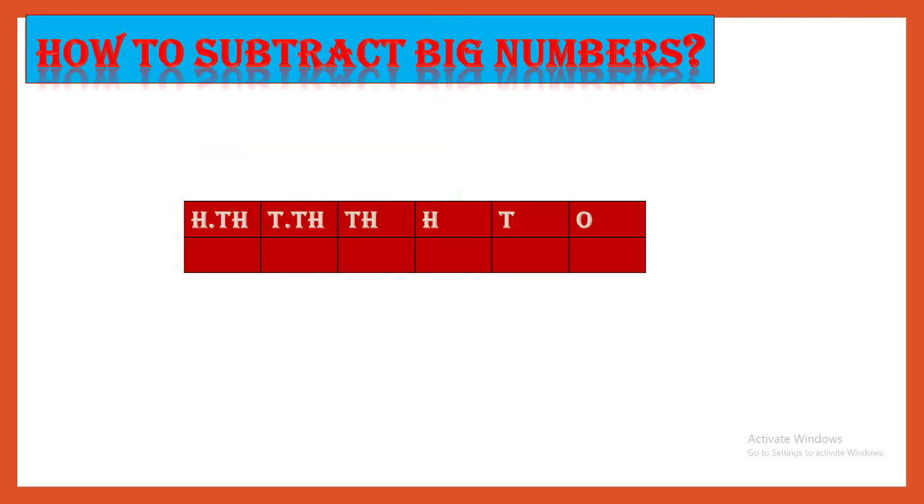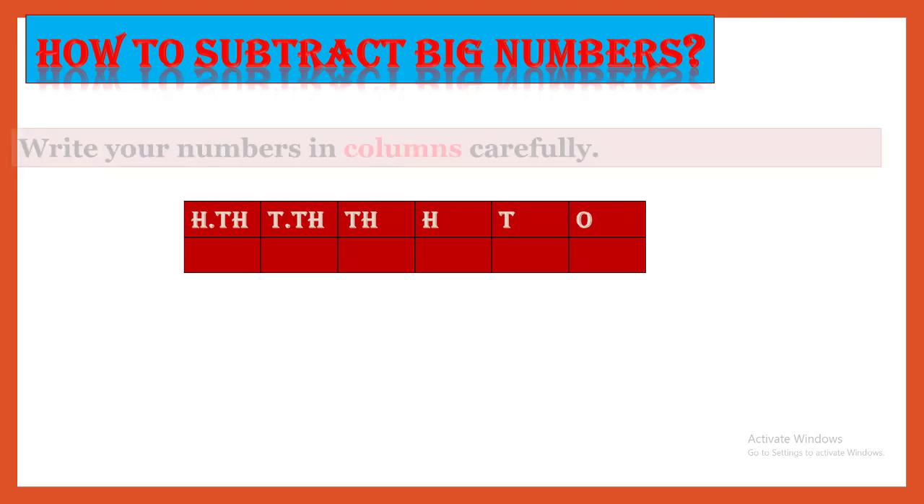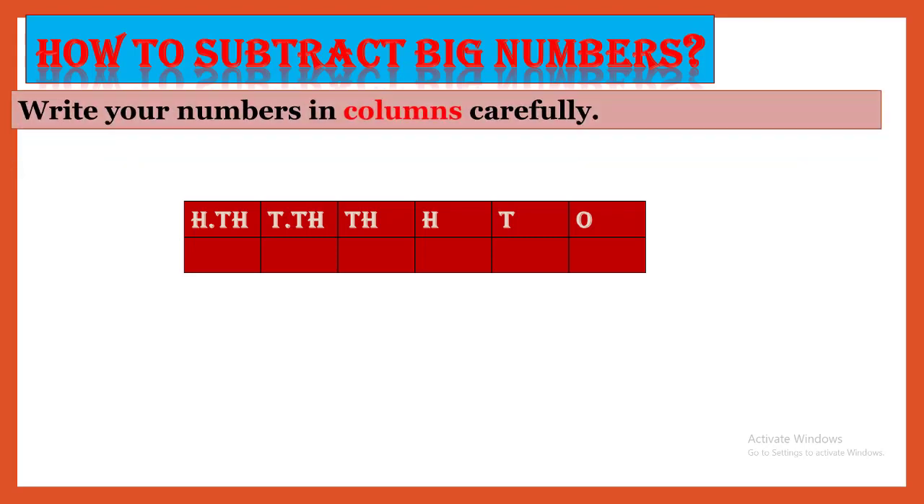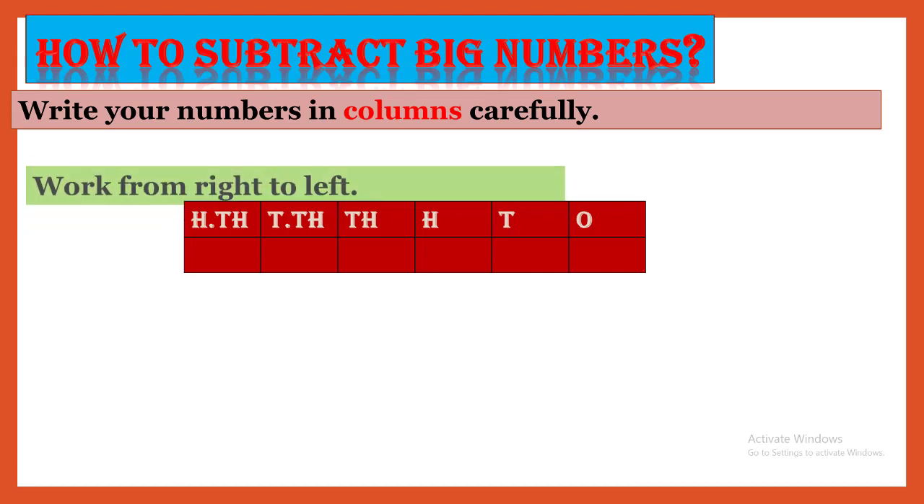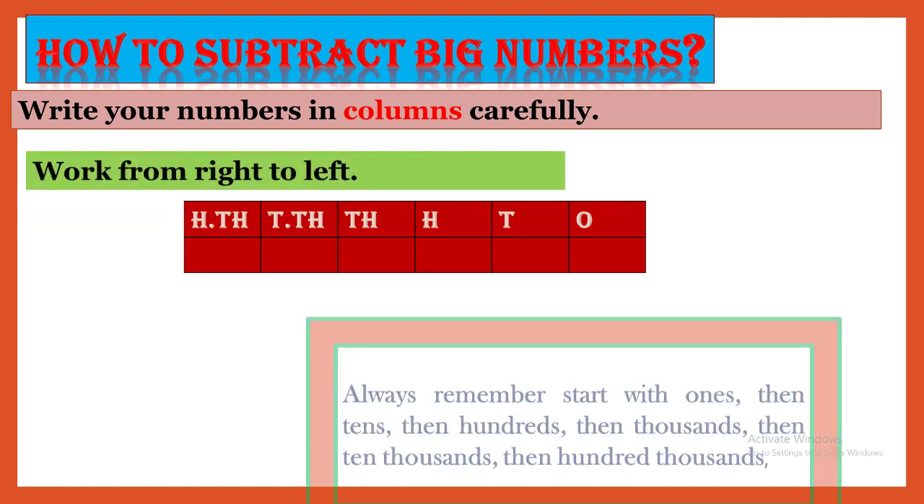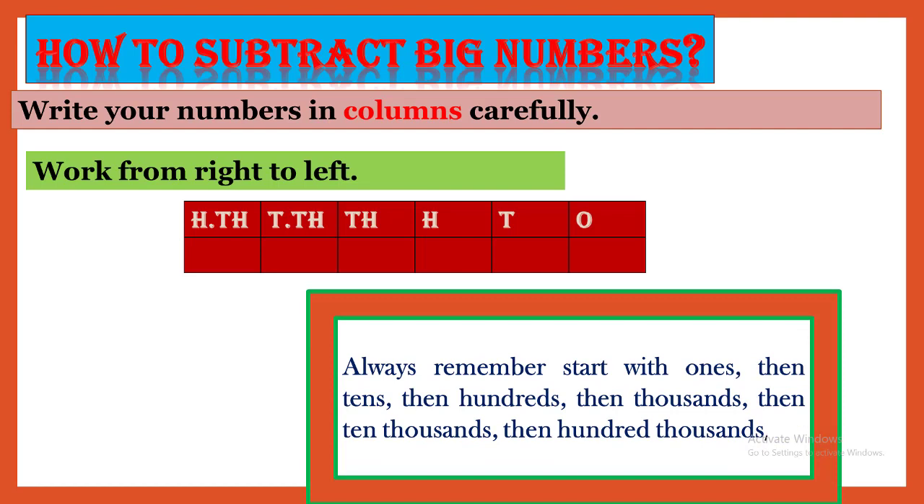Now we are going to discuss how to subtract big numbers. Write your numbers in columns carefully. This is the place value chart. Start from right to left. Always remember, start with ones, then tens, then hundreds, then thousands, then 10,000, then 100,000.